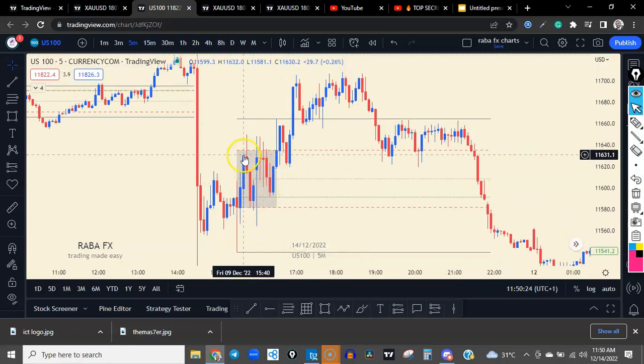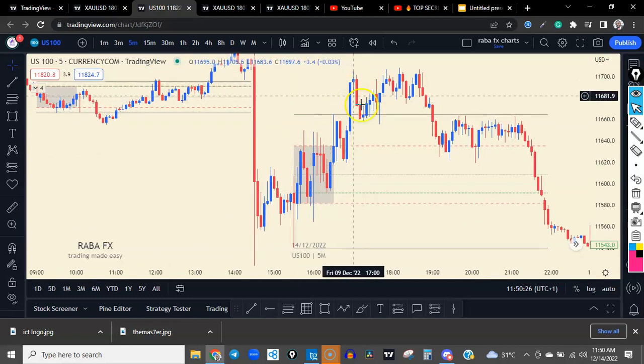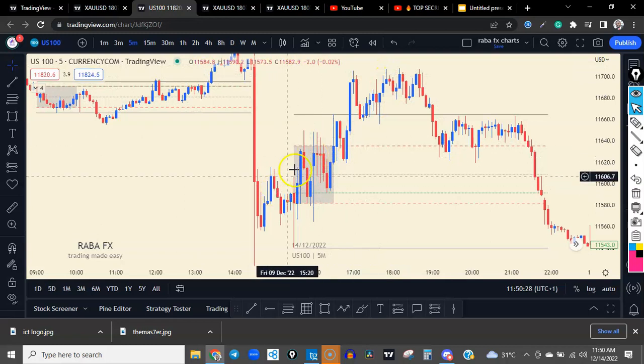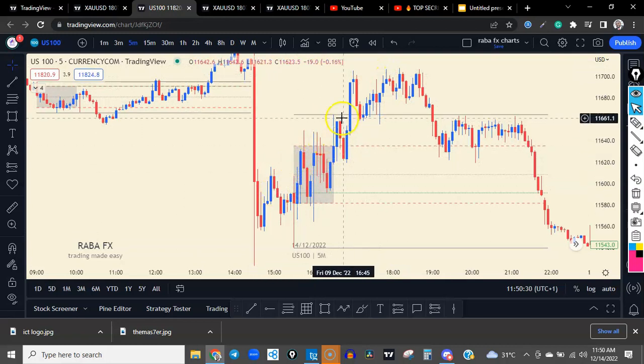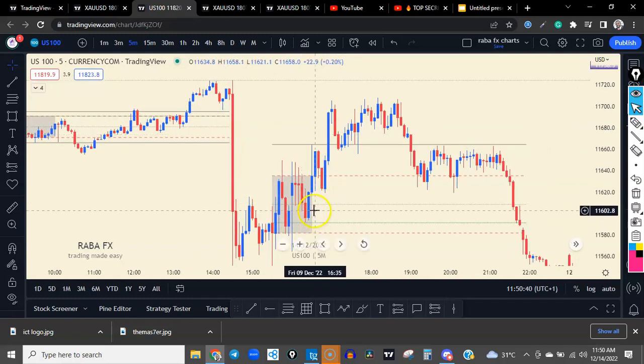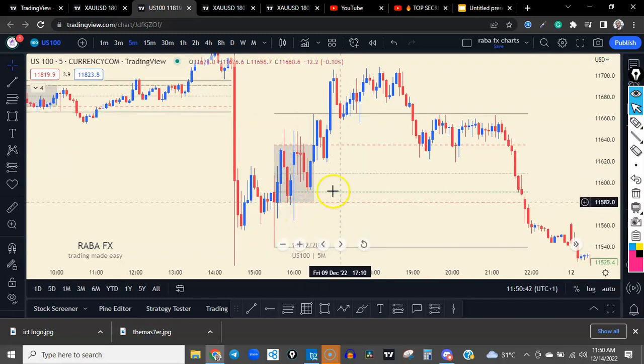Now this is a bullish scenario. Price closes above the level here, came back down to this demand zone here. You can enter the trade here with stop loss below. You either put your stop loss below here or below the mid level.